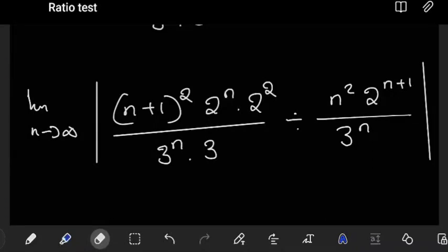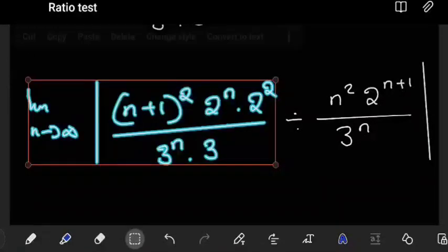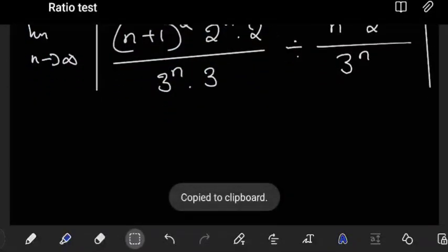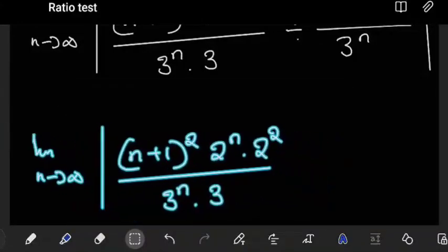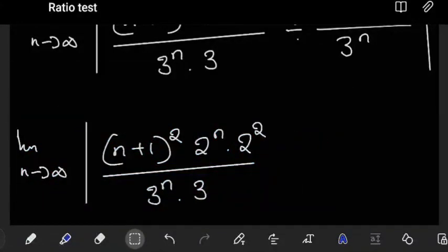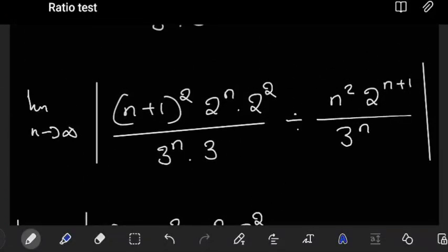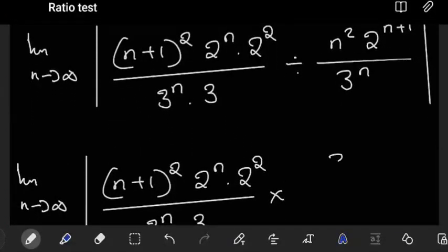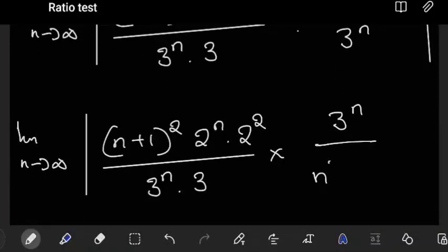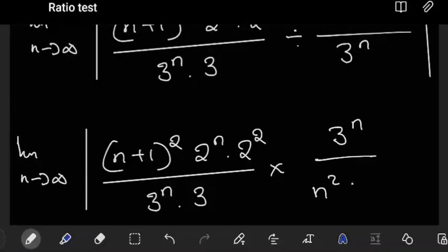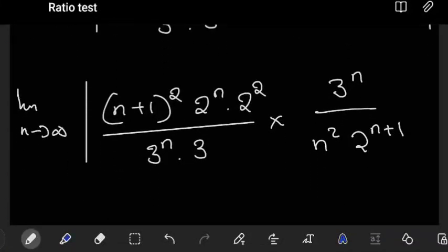So once we reach this part, we want to change the division to multiplication. So when you do that, again, I'll just copy this exactly the way it is. Then let's see what we end up with. So the next term, when we change the division to multiplication, they'll change positions. So this is going to end up as 3 to the power n divided by n to the power 2. And then this is going to be 2 to the power n plus 1. So let's see what we have there.